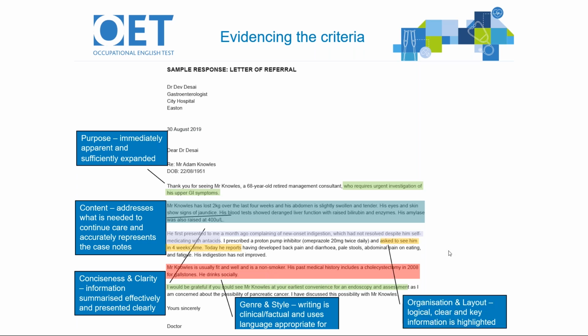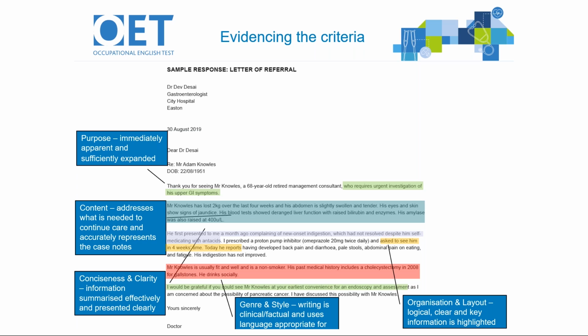The next assessment criteria is organisation and layout, and we focused on this at the start of the session. It's checking whether the letter is logical and clear and whether the key information has been highlighted. And we can see that this letter includes time references, words like today, a month ago, and so forth, which mean that it's helpful for the reader to understand what is happening when.